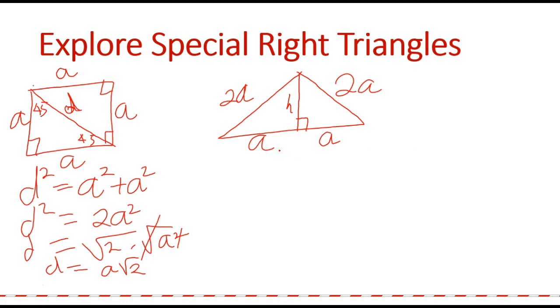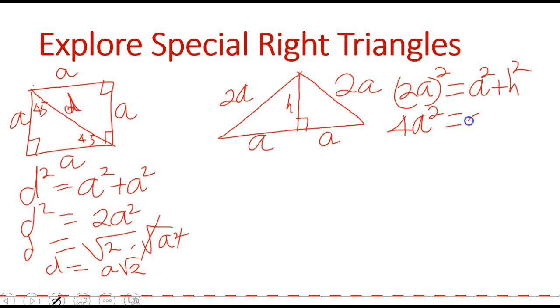Make sense? Okay. So now, again, we use the Pythagorean theorem. These are identical right triangles, and we're going to find the height. Which side is the hypotenuse? 2A. So we have 2A squared equals A squared plus H squared. Now 2A squared is 2A times 2A, which is 4A squared, which equals A squared plus H squared.